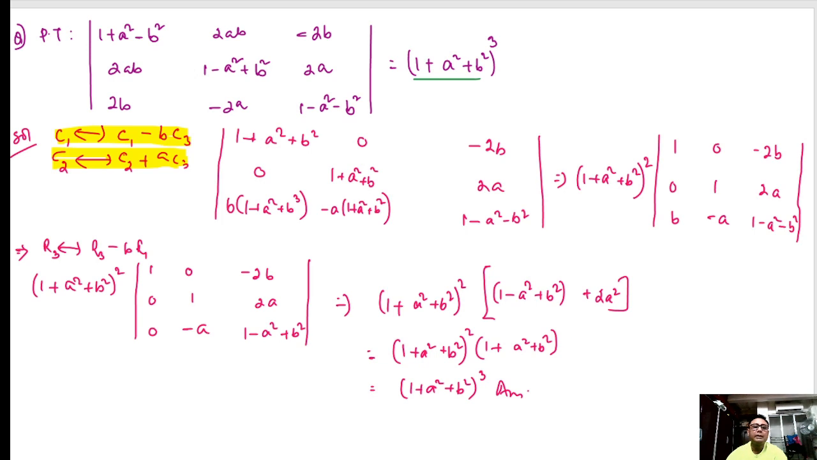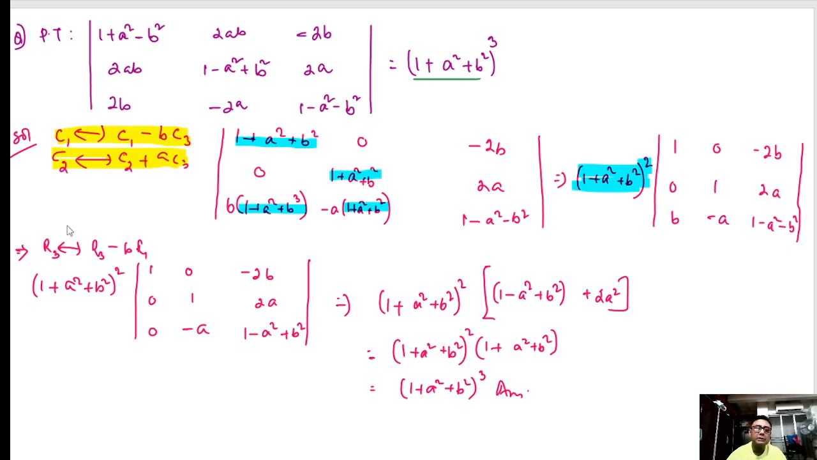From here I can take something common: 1 plus A square plus B square. Similarly, 1 plus A square plus B square, 1 plus A square. So from the first column and the second column I got it twice, that is, 1 plus A square plus B square twice. It's a square of that, I got it common. So what remains is this.